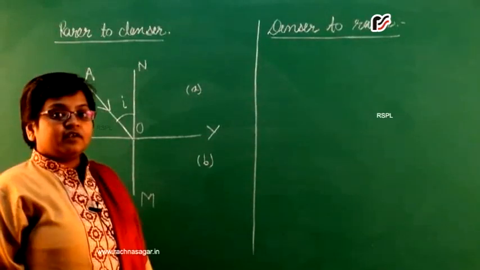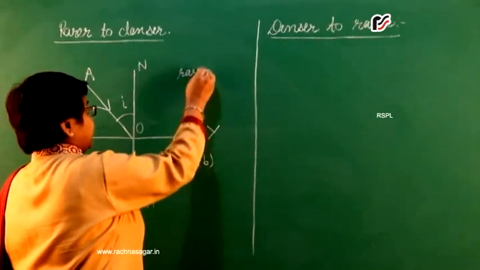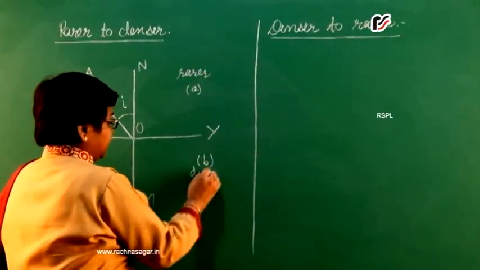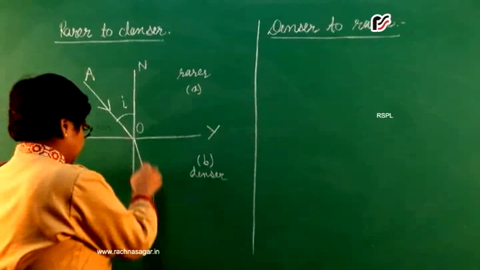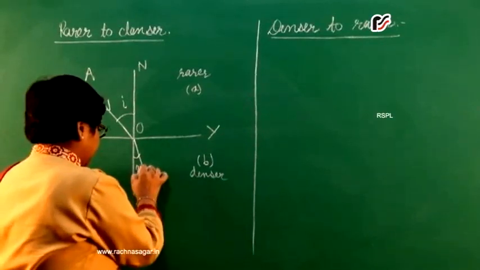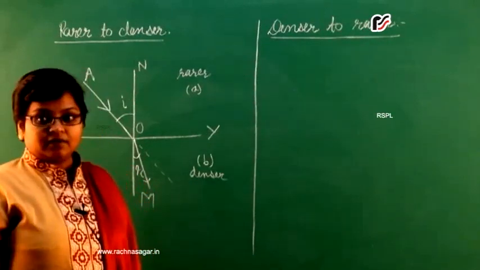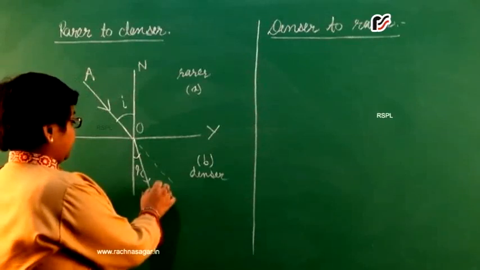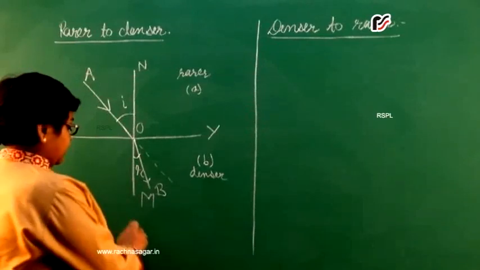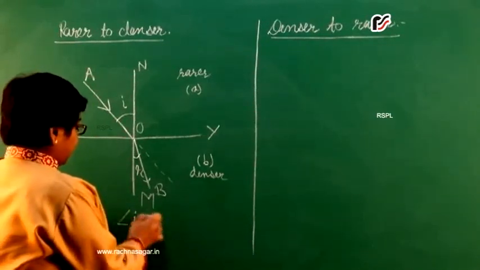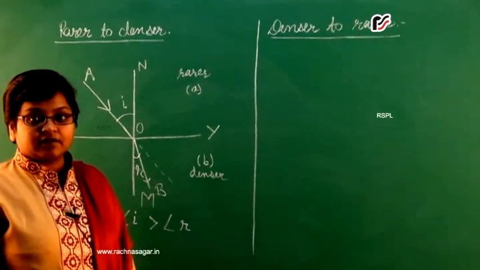When the ray of light moves from rarer medium to denser medium, A being the rarer medium and B the denser medium, it bends towards the normal, that is, the ray OB is the refracted ray. In this situation, the value of angle I is greater than the value of angle R.